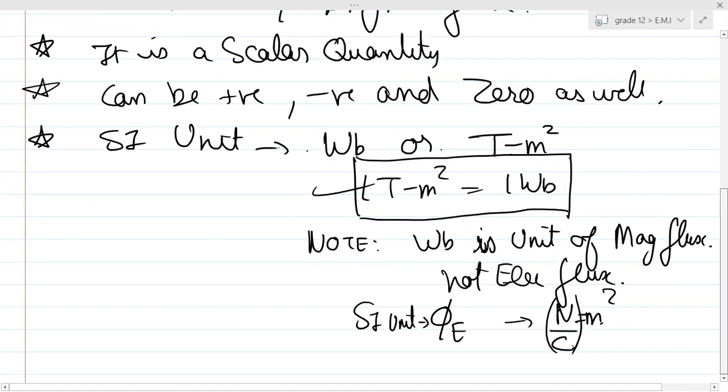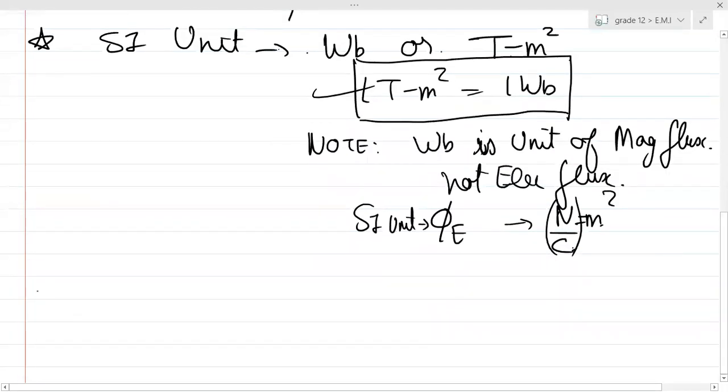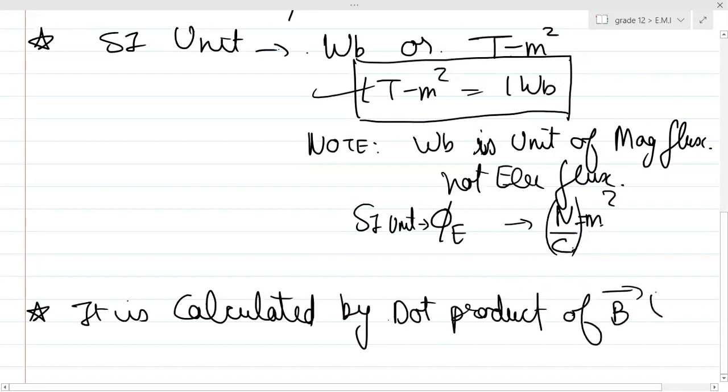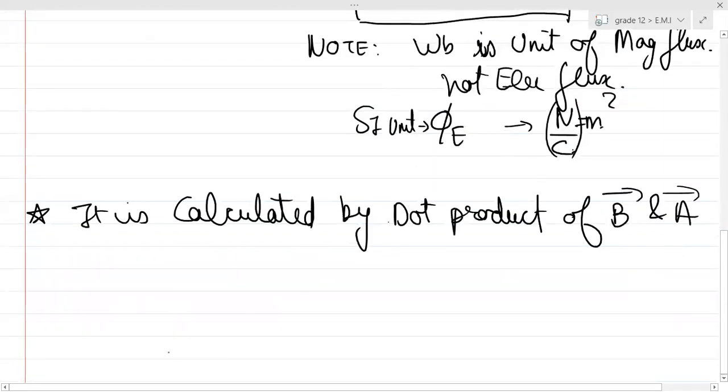How is it calculated, sir? How was electric flux calculated? E dot A, if you remember. Similarly, here it will be calculated by the dot product of B vector and A vector. Is this clear?